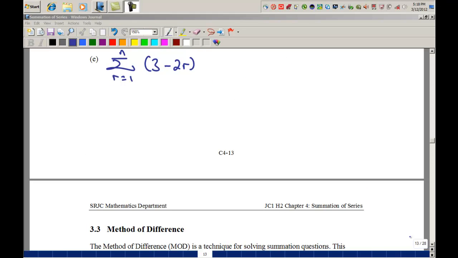Now I hope you have tried part E on your own. It's not difficult. Now you want to sum 3 minus 2r from 1 to n. Now what I will do is I will break up the 3 minus 2r. I write it as two different sums.